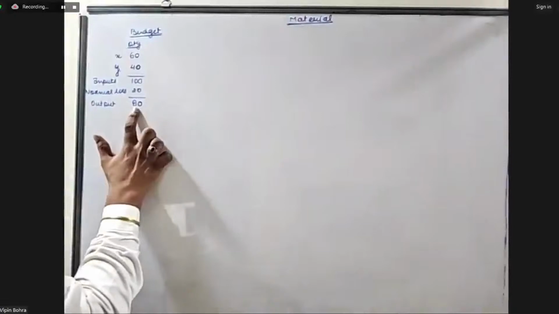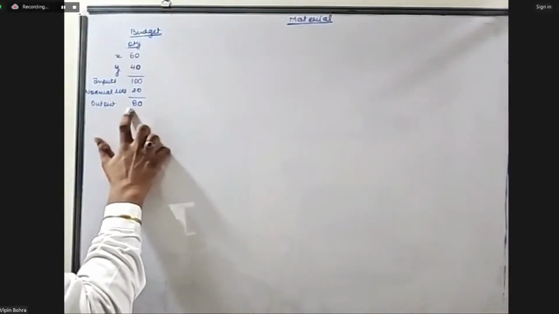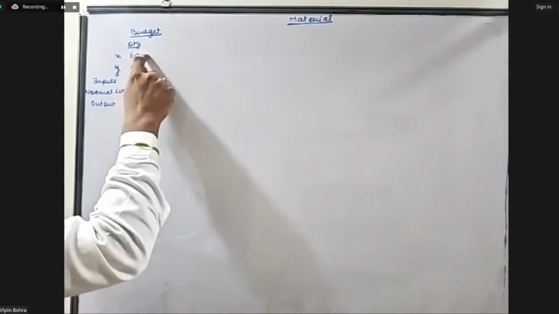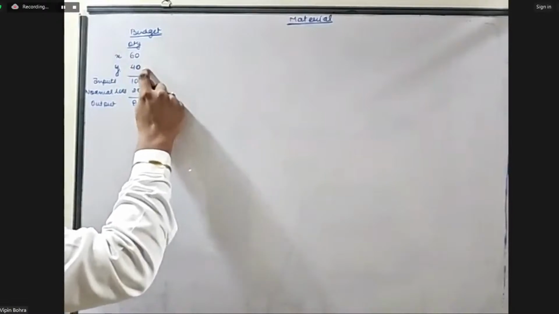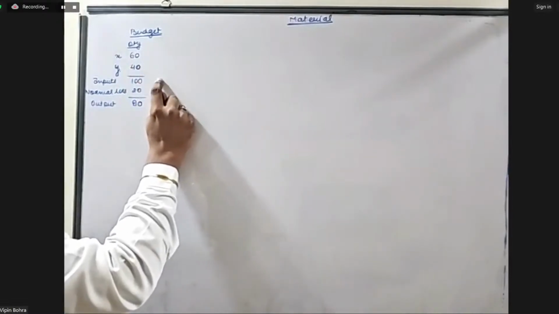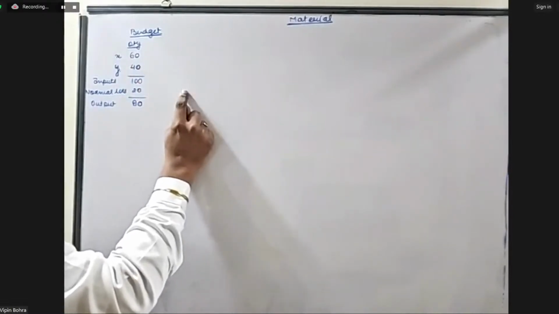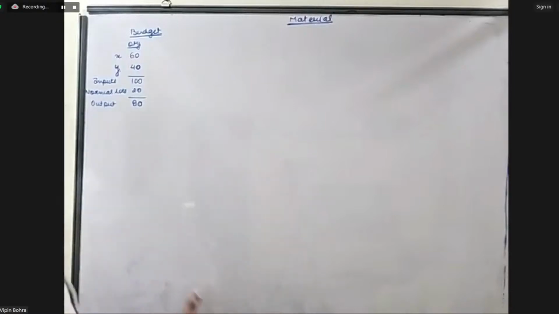This is an estimated data that for every 80 units of output, we have to use 60 kgs of X, 40 kgs of Y. Total input will be 100, 20 will be the normal loss, and output will be 80. So let's say if my actual output is 160, that is double of my budgeted output. So this will be 120 units of X, 80 units of Y, 200 units will be the input, 40 will be the normal loss, and 160 will be my output.